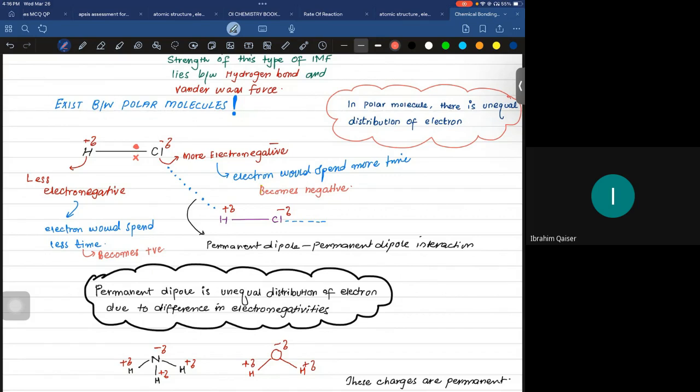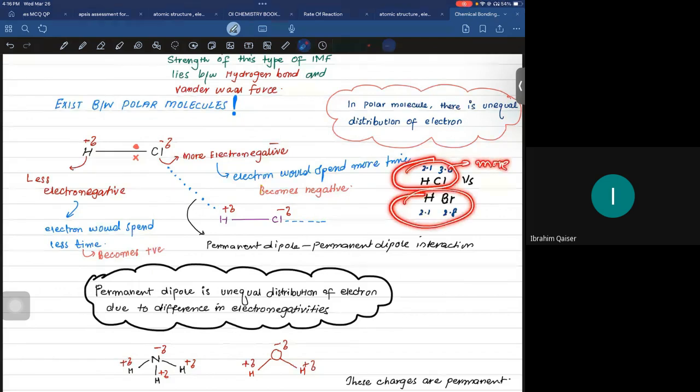As the difference in electronegativity decreases, it becomes less polar. Like I mean to say, I want to compare two compounds, HCl and HBr. This is 2.1 and 3.0. This is 2.1 and 2.8. Since the difference in electronegativities between these two elements is higher, it's more polar. And where the difference in electronegativities is lower, it's less polar.